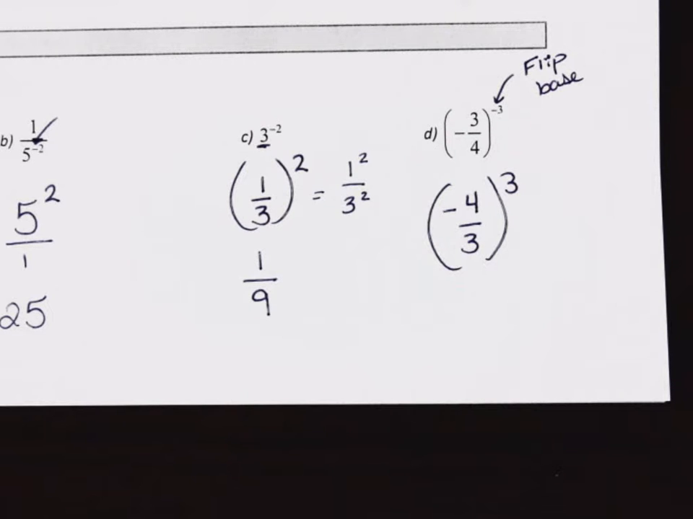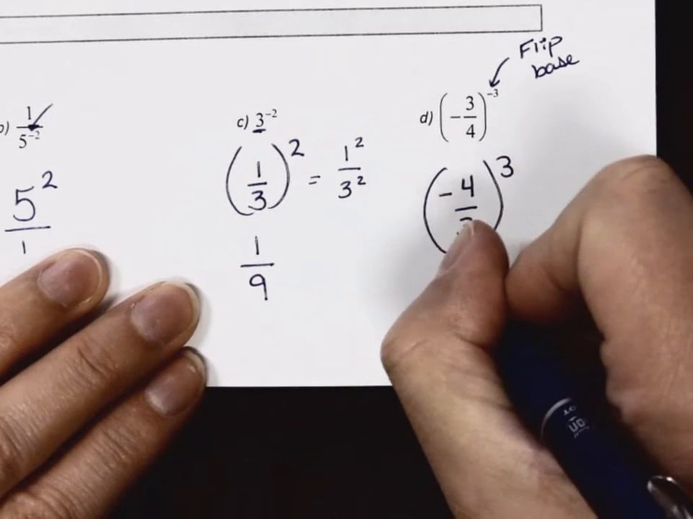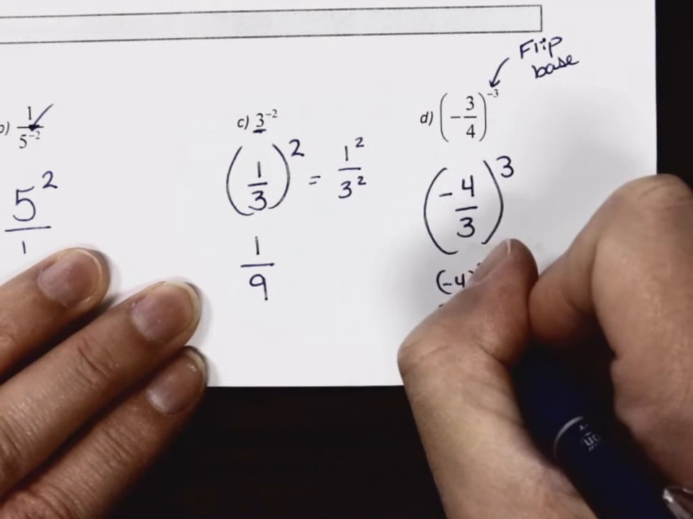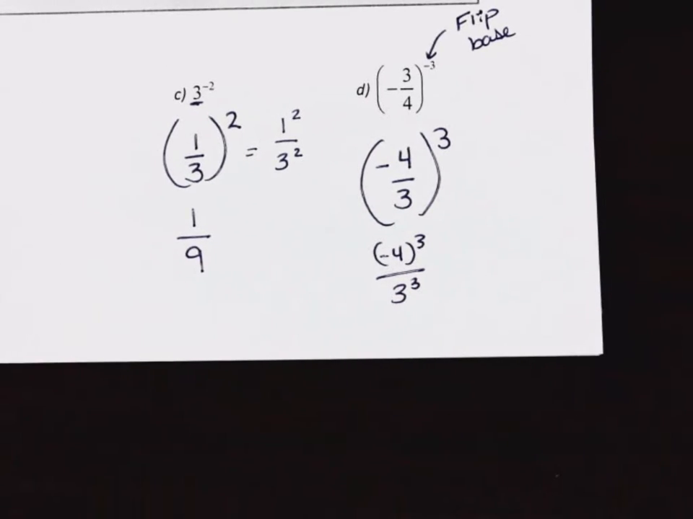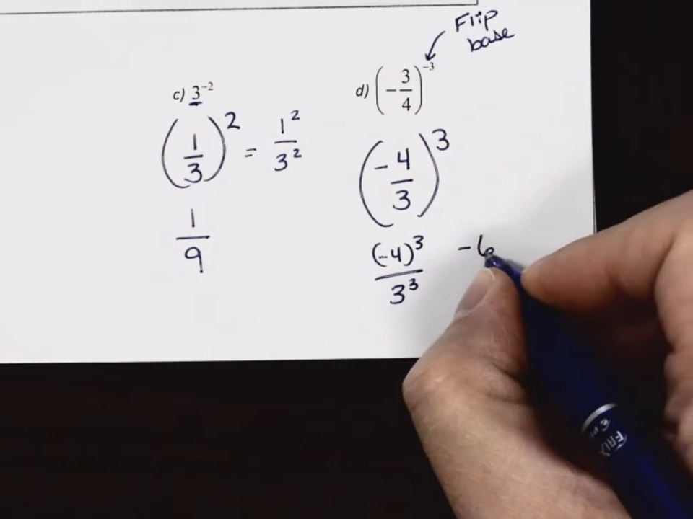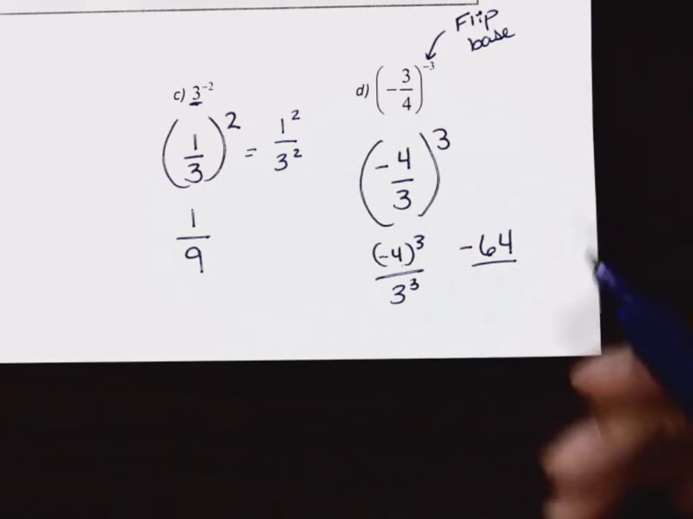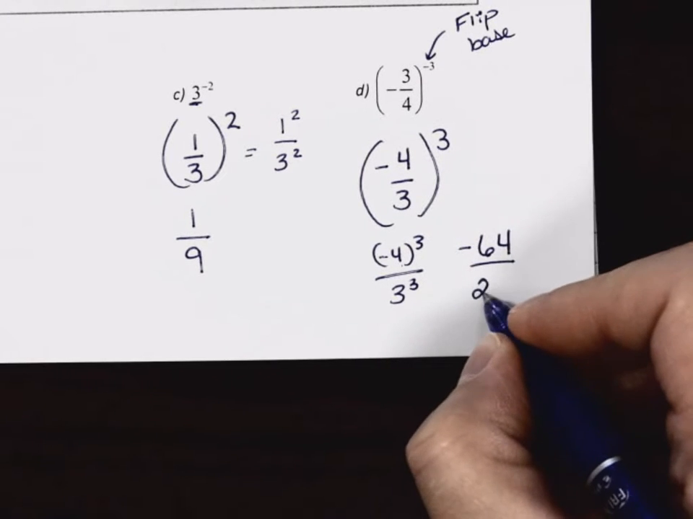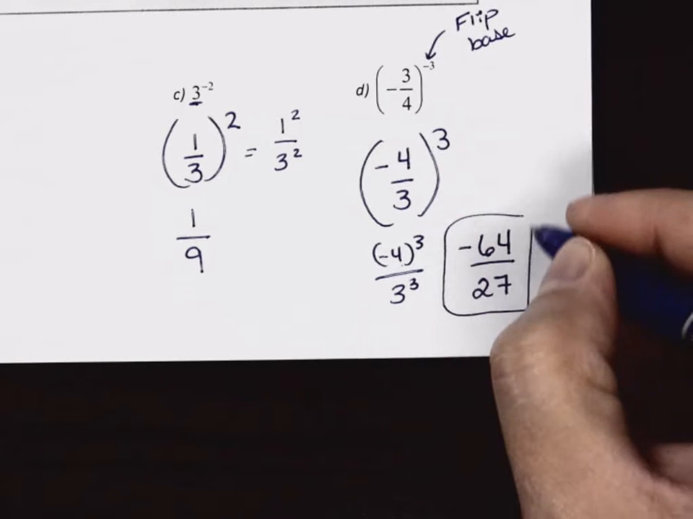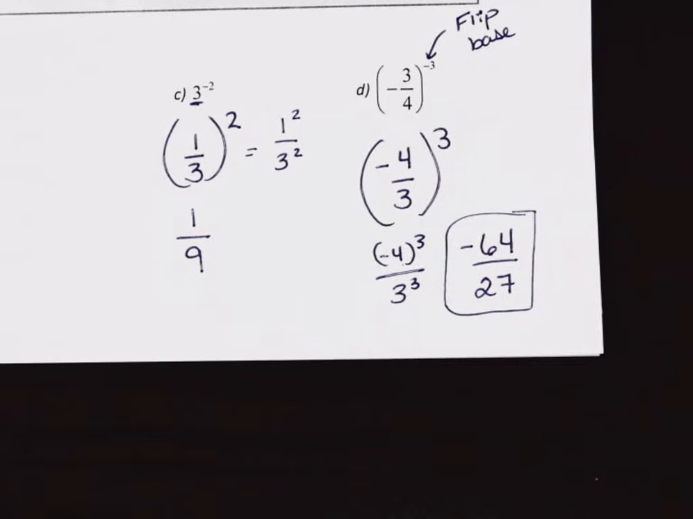Does it matter if my negative goes on top or bottom? It doesn't, but it should only go in one place. So that's going to be negative 4 cubed over 3 cubed. So what is 4 cubed? 64. But it's going to be a negative 64 because it was negative. And 3 cubed is 27. So the negative tells you to flip your base. Easy. It is easy when you get the hang of it, but it does take a little bit.